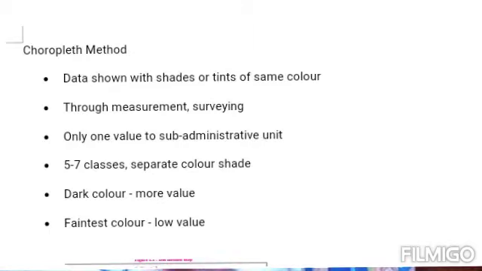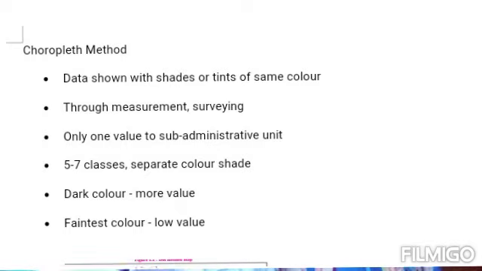Now the second important method is the choropleth method, right? In the choropleth method, the most important thing is that the distribution of a variable is shown with the help of shades or tints of the same color. Or you can use dark and white, black and white patterns in the choropleth method. So there are 2 ways. You can use shades of color or dark and white patterns.